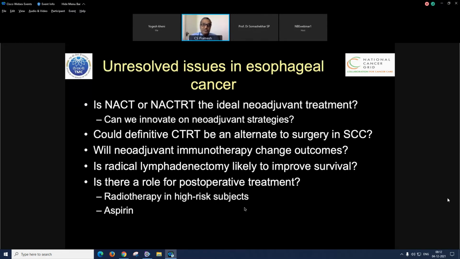In spite of all of these studies, there are still several unresolved issues in esophageal cancer. I've just listed some of these out. Is neoadjuvant chemotherapy or chemoradiation the ideal neoadjuvant treatment? And can we innovate on some of these neoadjuvant strategies? Could definitive chemoradiation be an alternative to surgery in squamous cell cancers? Will neoadjuvant immunotherapy change outcomes? There's some data to support that. Is radical lymphadenectomy likely to improve survival? And is there a role for postoperative treatment like radiotherapy in high-risk subjects, immunotherapy, and drugs like aspirin?